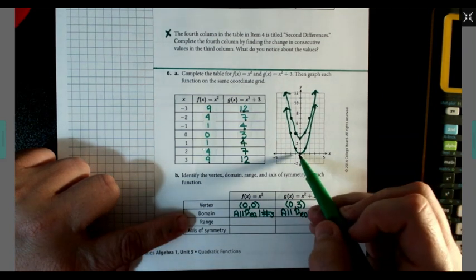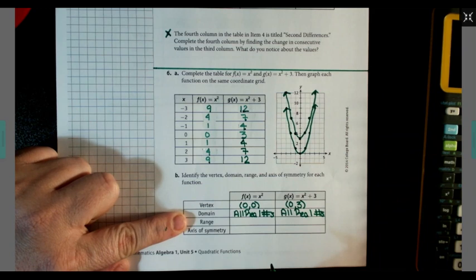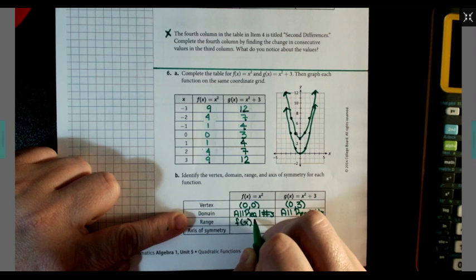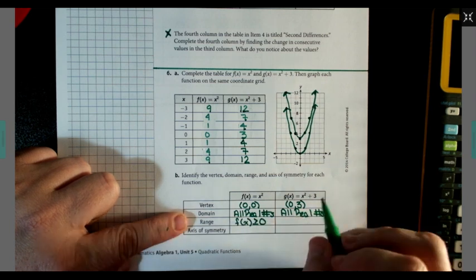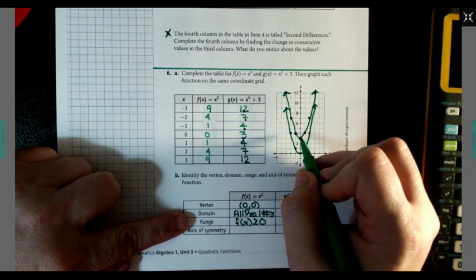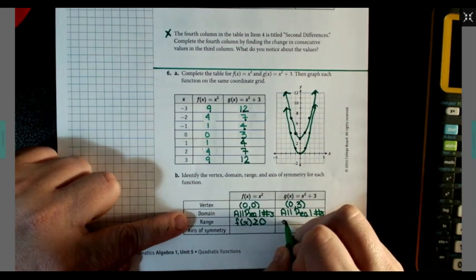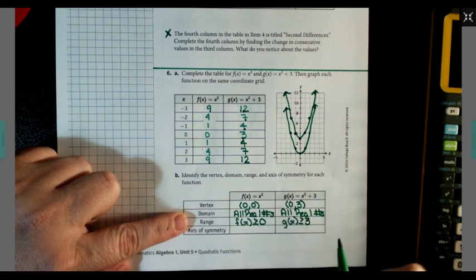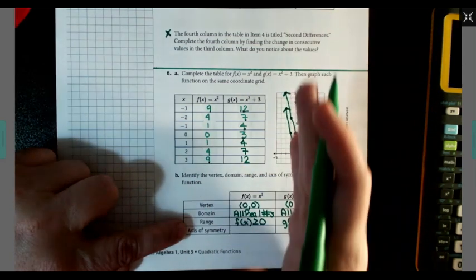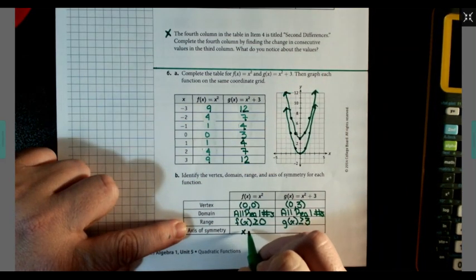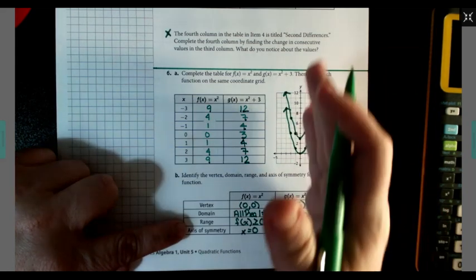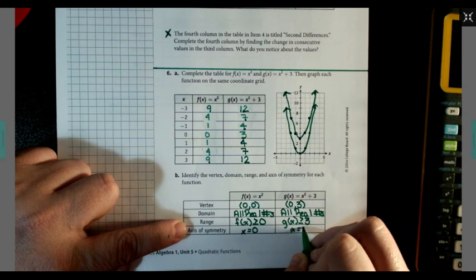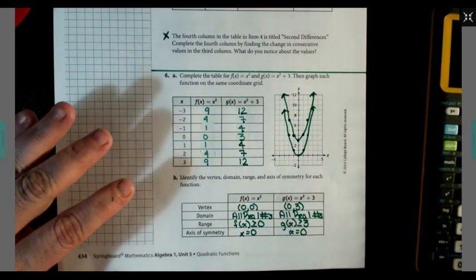My range here is anything bigger than 0. So we'll say f of x is greater than or equal to 0. Here, my lowest value for my range is 3. So we'll say g of x is greater than or equal to 3, not 0 here. My axis of symmetry is on that y-axis, which is x equals 0. My axis of symmetry does not change for my g of x either. That's going to be x equals 0 as well.